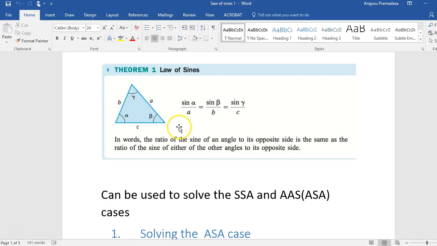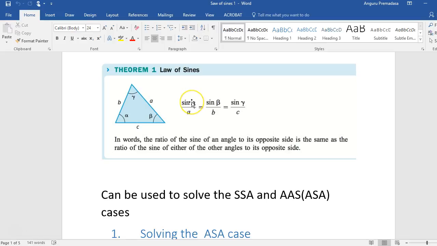Here we have a triangle which is not right-angled. The angles are alpha, beta, and gamma, and the side opposite alpha is A, the side opposite beta is B, and the side opposite gamma is C. All it says is that the ratio of the sine of the angle alpha to the side opposite, so sine alpha divided by A, equals sine beta divided by B, equals sine gamma divided by C. Those ratios are equal.